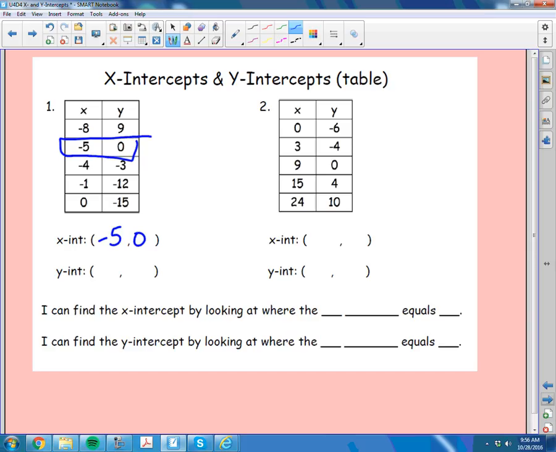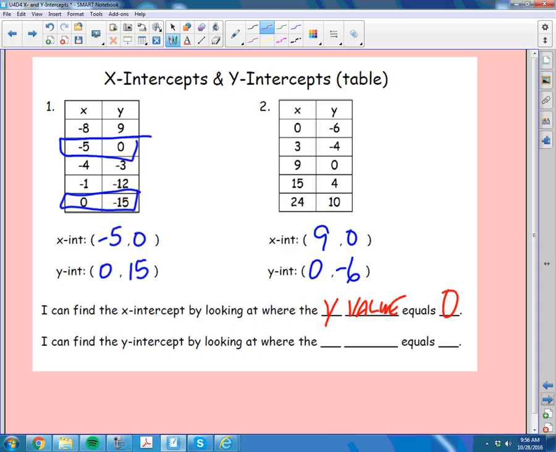What do you think the potential mistake is on your homework? Exactly. The y-intercept would be where the x value is 0. The x-intercept over here is (9, 0), and the y-intercept is (0, -6). Which means that you can find the x-intercept on a table by looking at where the y value equals 0. That's where the x-intercept is.